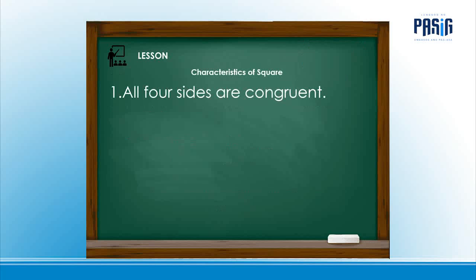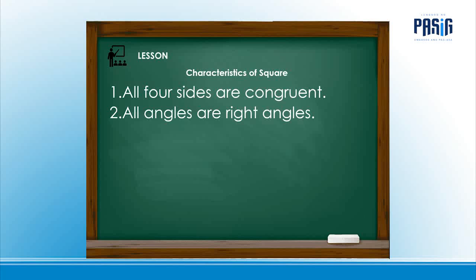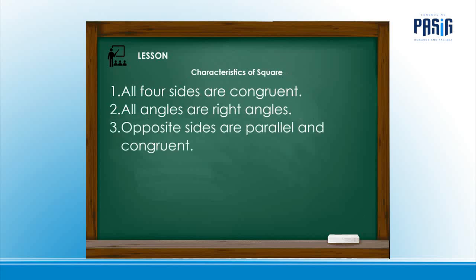And now, let us proceed to the characteristics of a square. So the very first characteristic of a square is that all four sides are congruent. And also, all angles are right angles. And then, opposite sides are parallel and congruent.